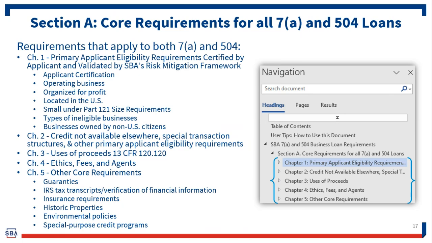Section A, core requirements for all 7A and 504 loans, is exactly what it says in the title. We put all of the eligibility and other requirements that apply to all applicants, regardless of the program, in one place. Section A, Chapter 1, contains all of the applicant eligibility requirements that are validated by SBA's risk mitigation framework. All other eligibility requirements in Chapters 2 through 5 are the lender's responsibility to verify.